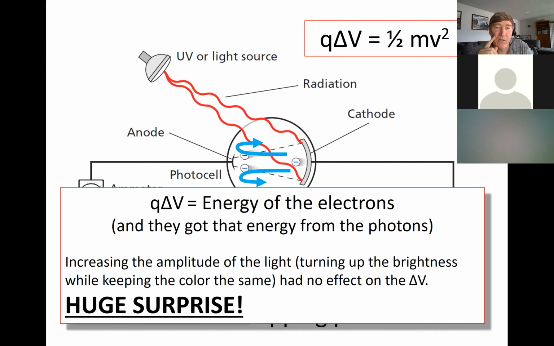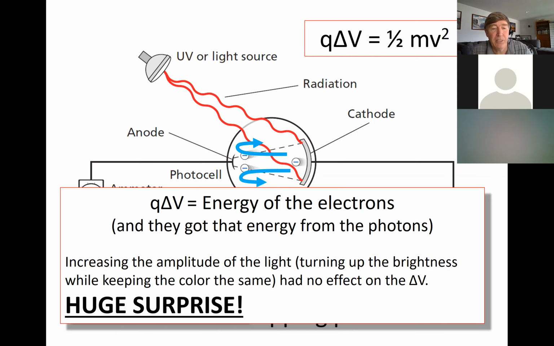What they found out was that no matter how bright they made that light, the stopping potential was the same. Now, it is true that they did get more electrons, okay? So when they go to a brighter light, they did get more electrons, but the energy of the electrons did not change. And that's what the stopping potential tells you. The stopping potential tells you what was the energy of the electrons. So this was a huge problem, okay? Because according to everybody's understanding about how light, or about how waves work, increasing the amplitude of the wave should have increased the energy of the electrons, but it didn't.